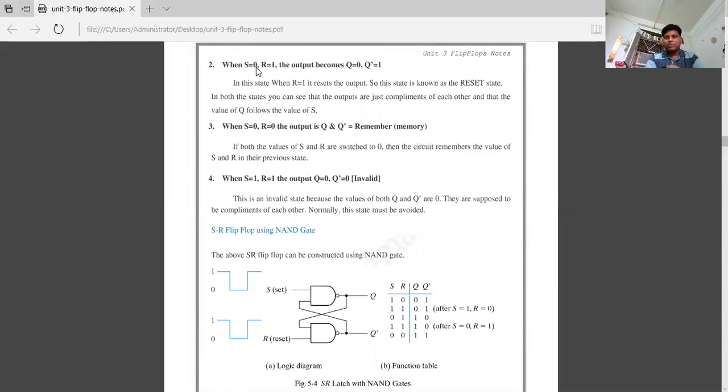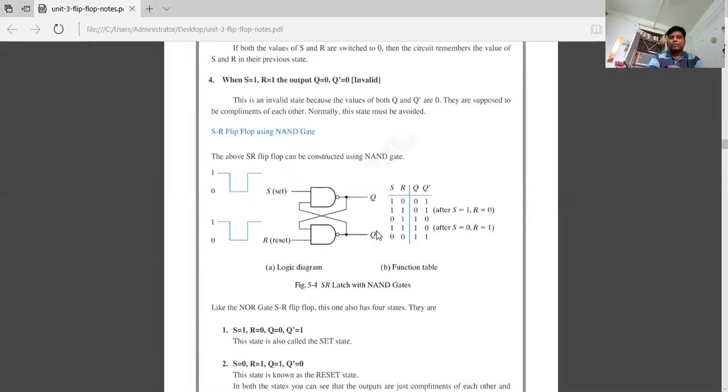When S is 0 and R is 1, the output becomes Q 0 and Q dash 1. In this state R equals 1, which resets the output, so this state is also called the reset state. And when S equals 1 and R equals 1, the output Q equals Q dash equals 0, which is not possible since they must be complements. So this is the invalid state.